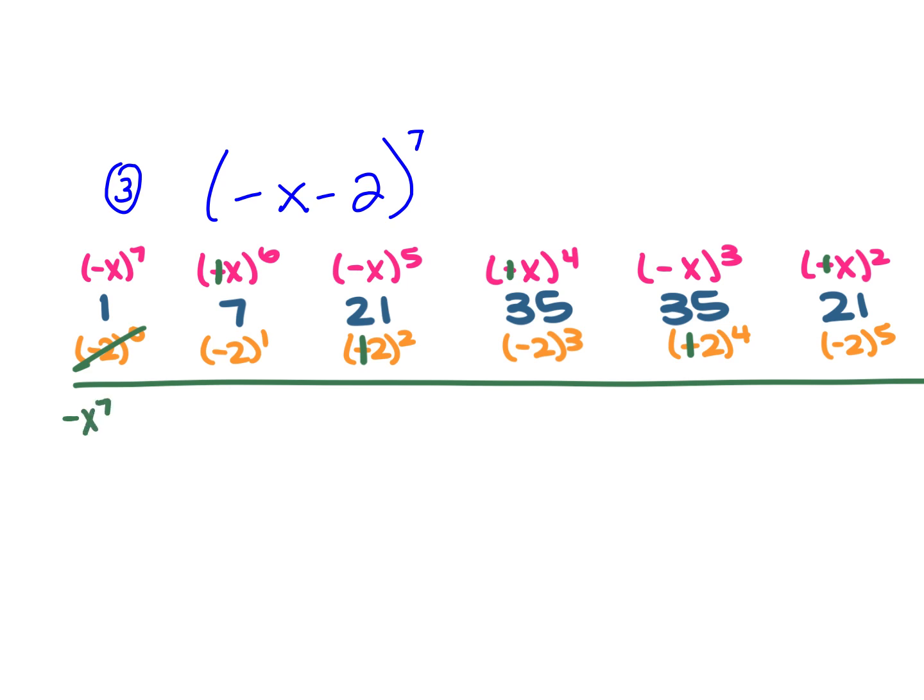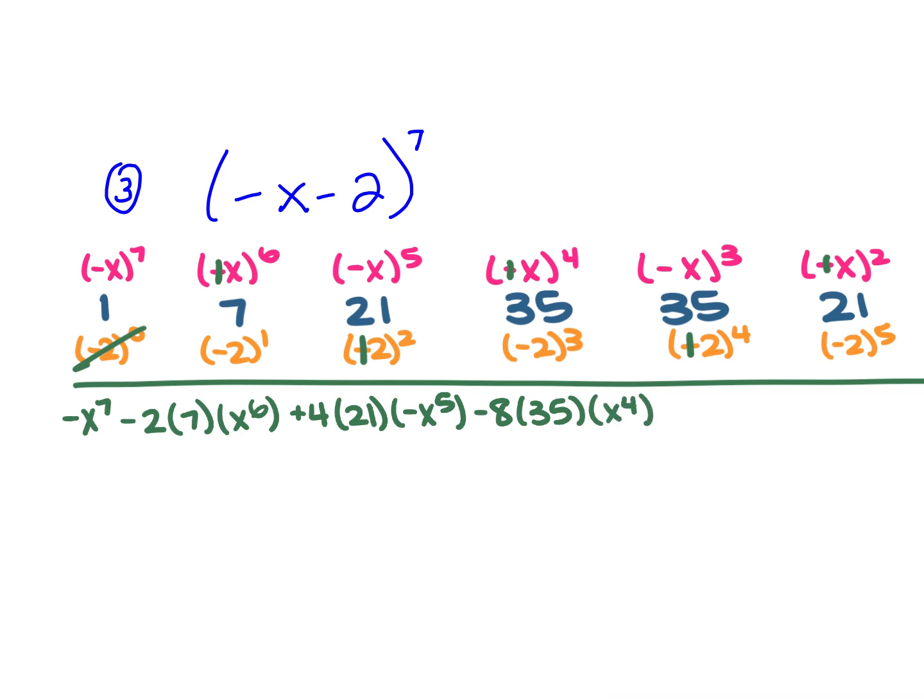Then we have negative 2 times 7 times x to the 6th. Then we have 2 squared, which is 4, times 21, times negative x to the 5th power. Negative 8, because 2 cubed is 8, times 35, times x to the 4th. 2 to the 4th power, we have 16, times 35, times negative x cubed.